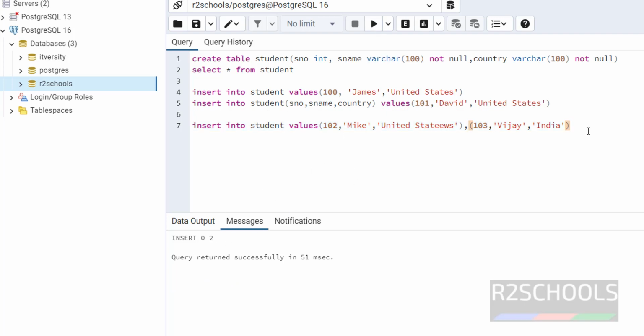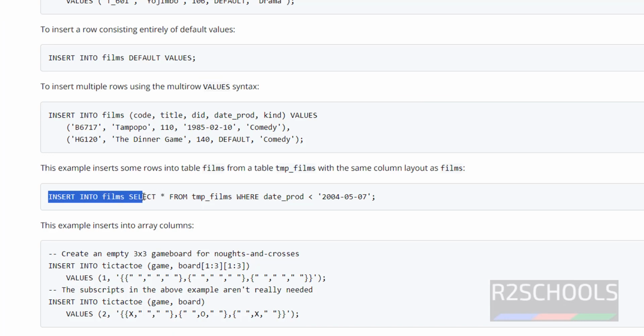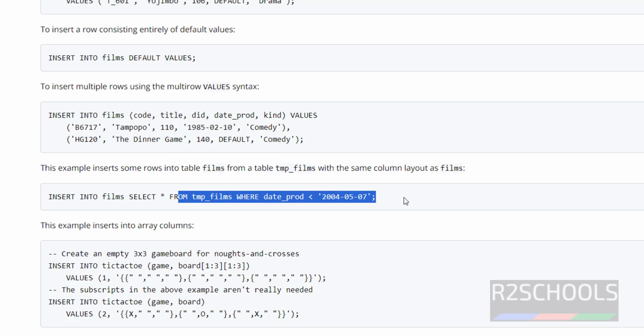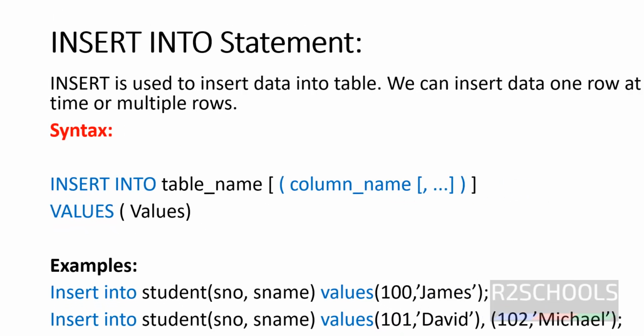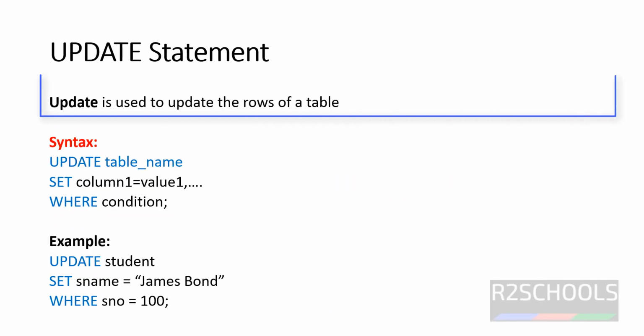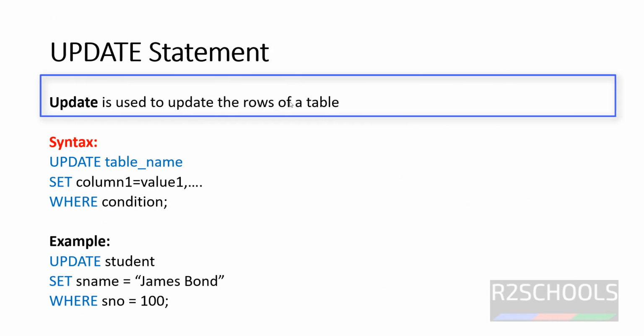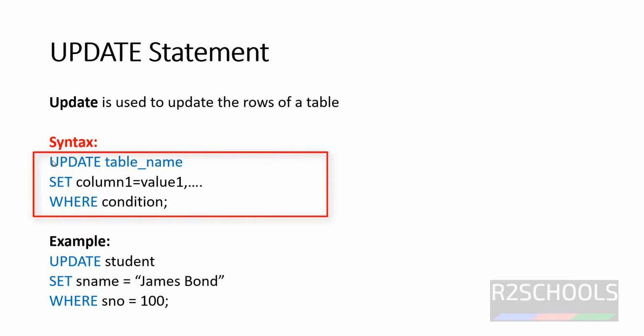The other way is by using an existing table, you have to give the table name. Okay, this is the third way. You can practice this on your own. Okay, now next is update. See, update is used to update the rows of a table. See, this is the syntax.